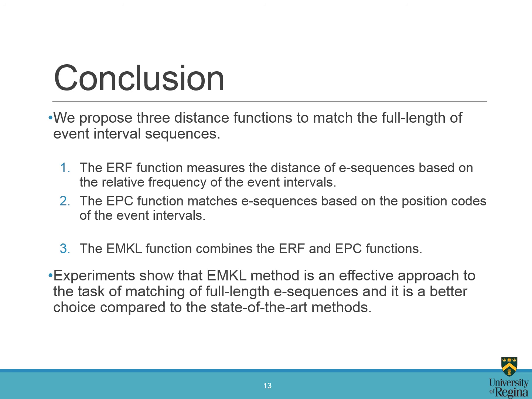In conclusion, we propose 3 distance functions to match the full length of event interval sequences. The ERF function measures the distances between sequences based on the relative frequency of the event intervals. The EPC function matches sequences based on the position codes of the event intervals. And lastly, the EMKL function combines the ERF and EPC function results to get the final output. The results of the experiments show that the EMKL method is an effective approach to this problem and is a better choice compared to the state-of-the-art methods.